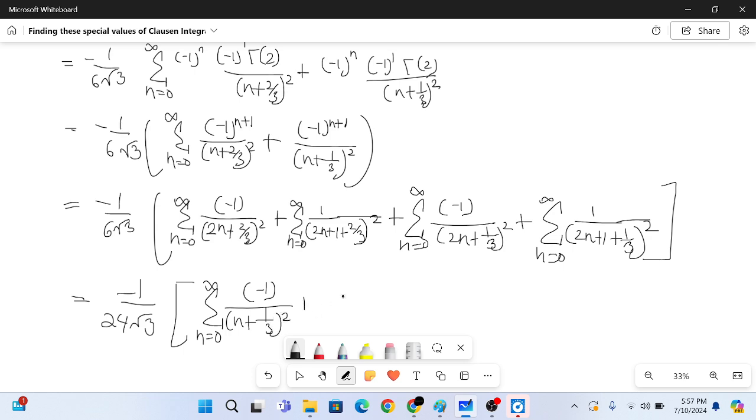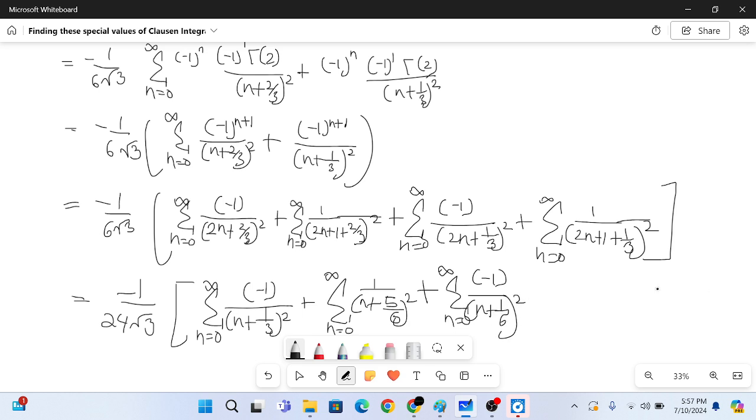And then plus sum from n equals 0 to infinity of plus 1 by (n plus 1 plus 2 by 3, which is 5 by 3, so 5 by 6) square. Again, sum from n equals 0 to infinity of minus 1 by (n plus 1 by 6) square, and then plus sum from n equals 0 to infinity of 1 by (n plus 4 by 3, so 2 by 3) square.